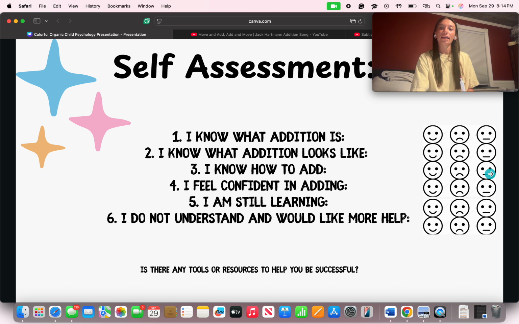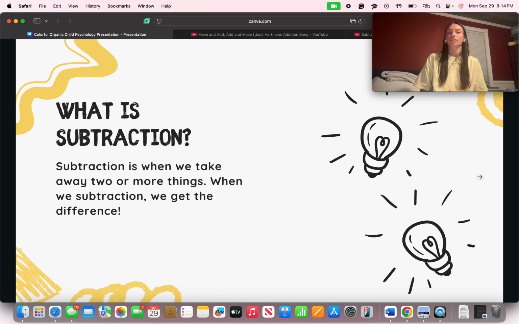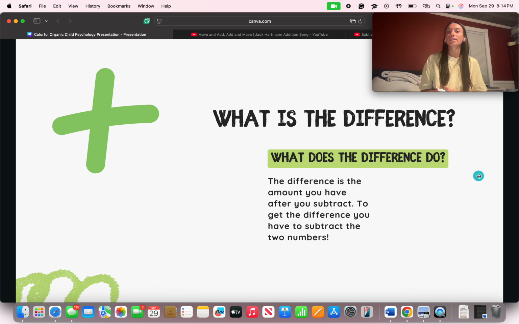Great. Now that we have talked about addition, let's move on to subtraction. What is subtraction and how do we use it? Subtraction is when we take away two or more things. When we subtract, we get the difference. So unlike addition, when we're adding things together, with subtraction, we're taking away. What is the difference? The difference is the amount you have after you subtract. To get the difference, you have to subtract the two numbers.